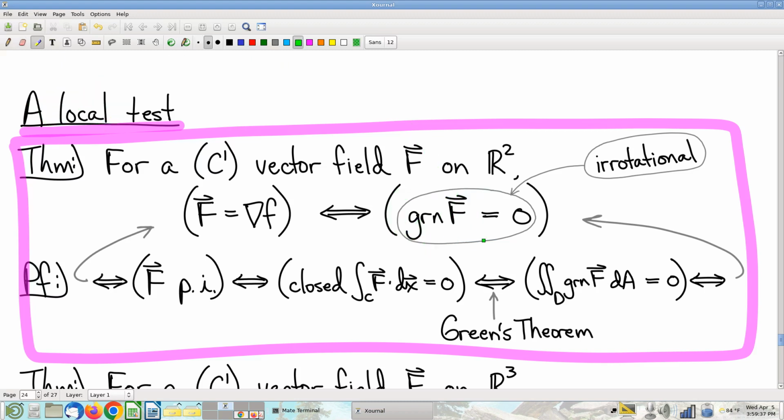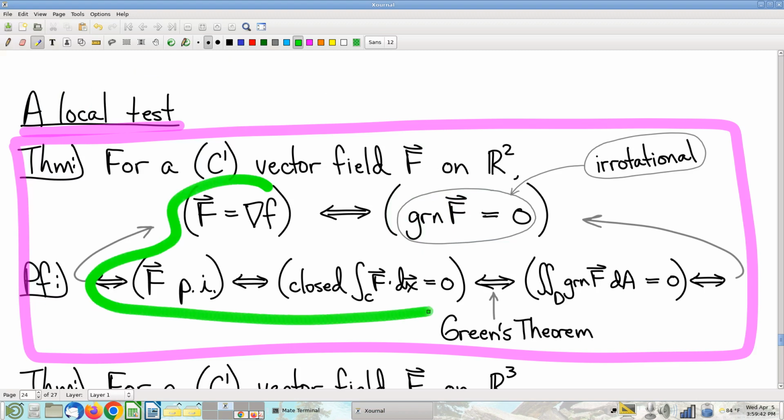Okay, now how do I know that this works? All of this we already know. We already know that every gradient is path independent. We already know that every path independent vector field is characterized by all closed line integrals being 0. So all this in green we already knew.